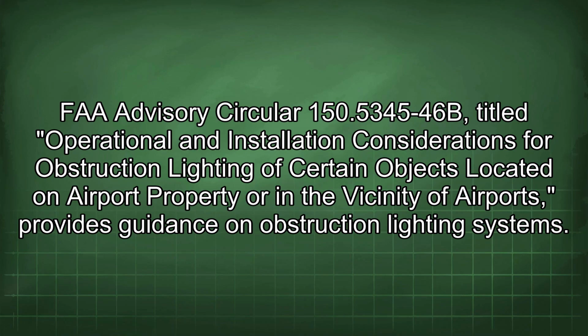FAA Advisory Circular 150/5345-46B, titled Operational and Installation Considerations for Obstruction Lighting of Certain Objects Located on Airport Property or in the Vicinity of Airports, provides guidance on obstruction lighting systems.